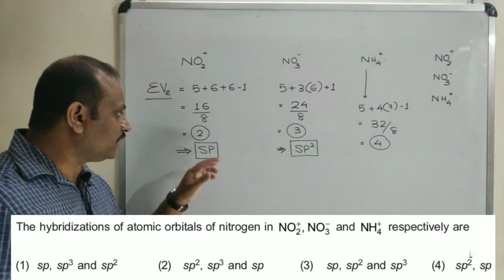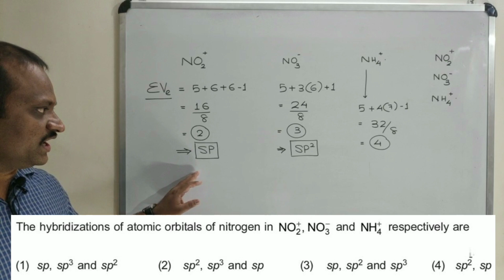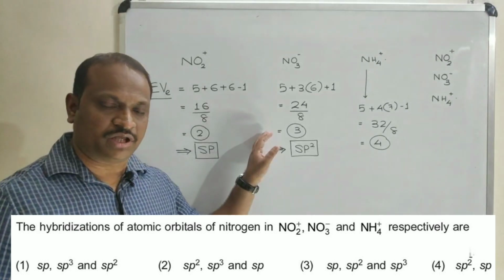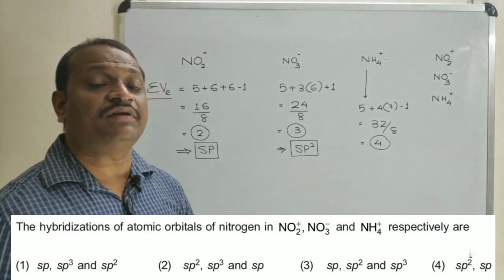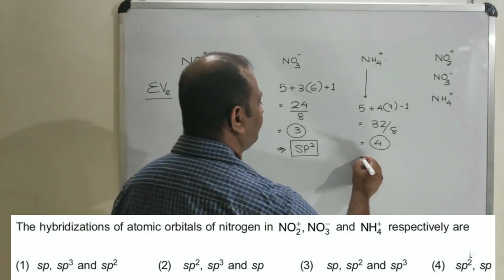When you got steric number 2, you got the hybridization sp. When you got the steric number 3, you got the hybridization sp2. When you got the steric number 4, obviously the hybridization will be sp3.